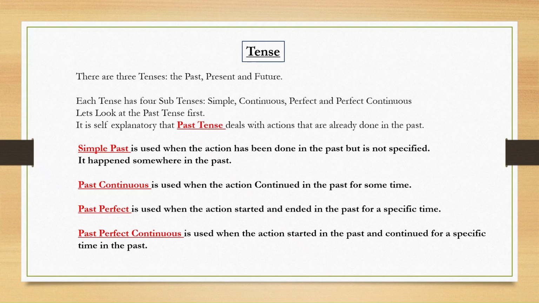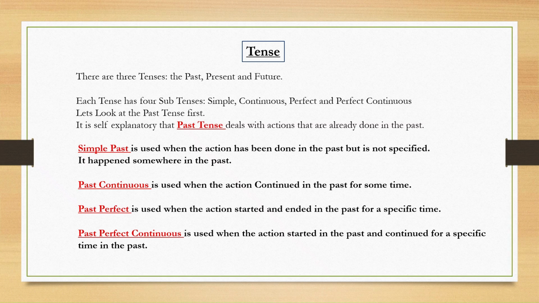There are three tenses: the past, present, and future. Each tense has four subtenses: simple, continuous, perfect, and perfect continuous. Let's look at the past tense first. It is self explanatory that past tense deals with actions that are already done in the past.